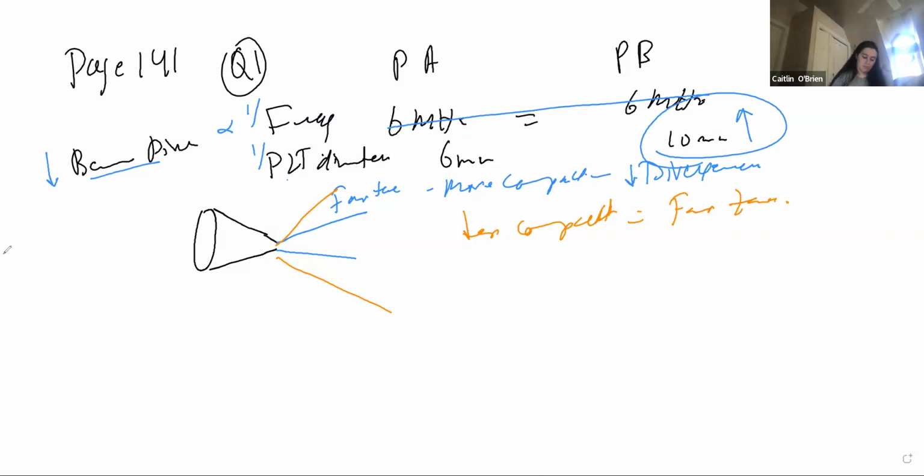Now, what will be the diameter of the beam at the focus? This one here will be 3 millimeters. This one here would be 5 millimeters. Good.